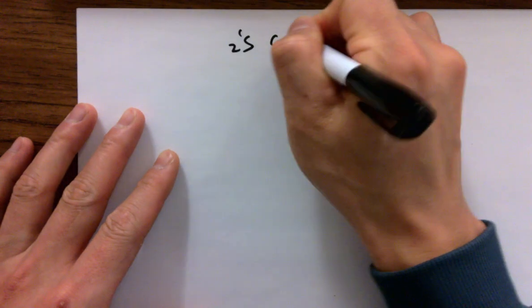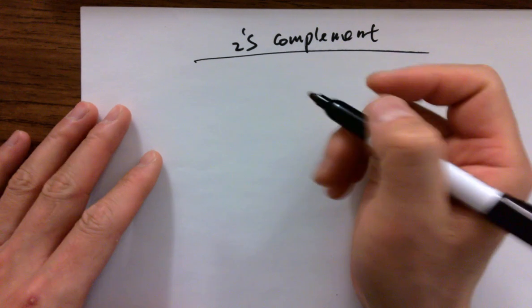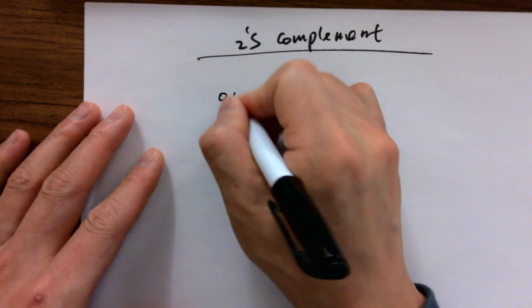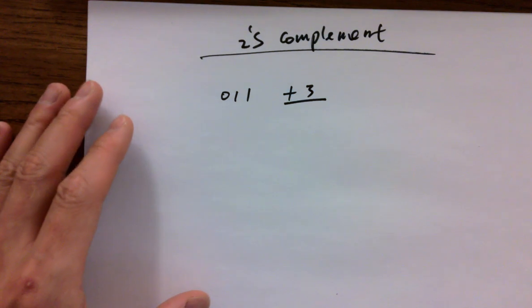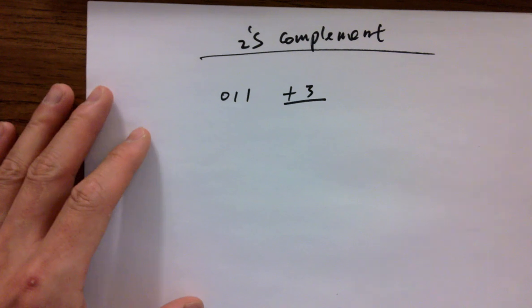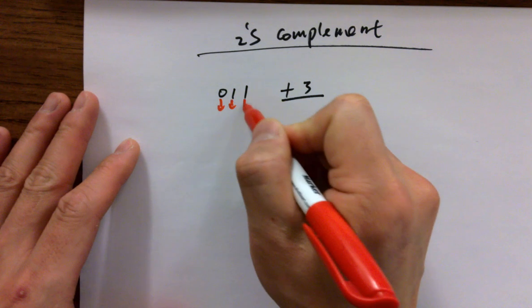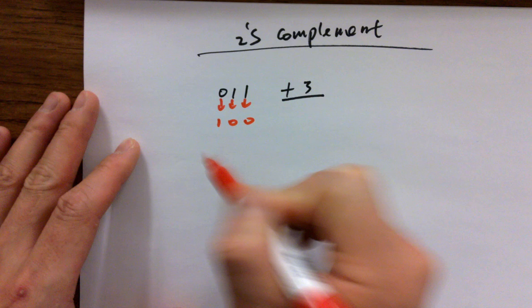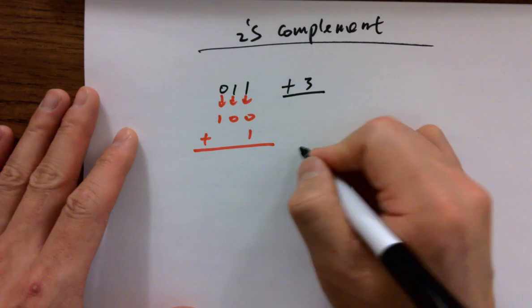2's complement is a way to represent negative numbers in computer systems. In modern computer systems, they all use 2's complement. So for example, this is plus 3, it's positive 3, right? If you want to convert positive 3 to negative 3, for the 2's complement conversion, you need to flip all the bits first, and then add a 1 to it, and that becomes negative 3.